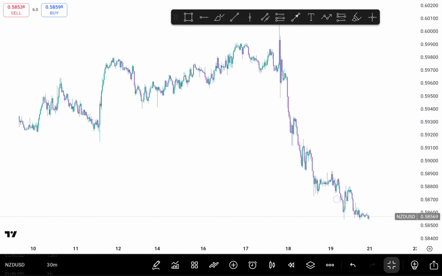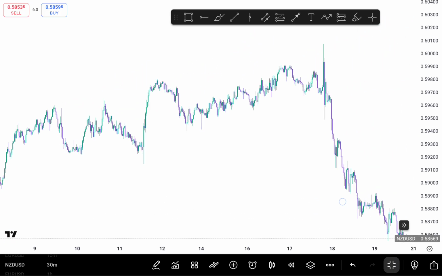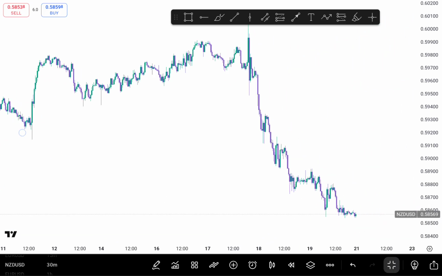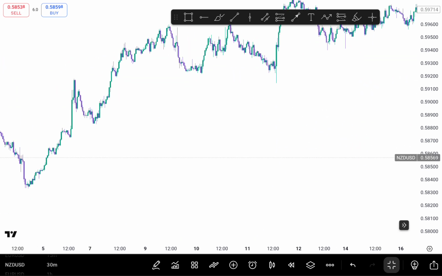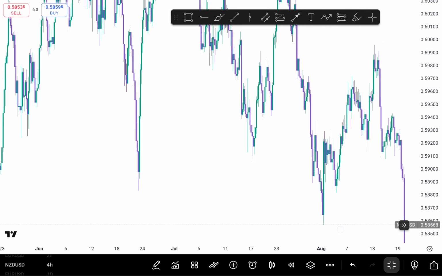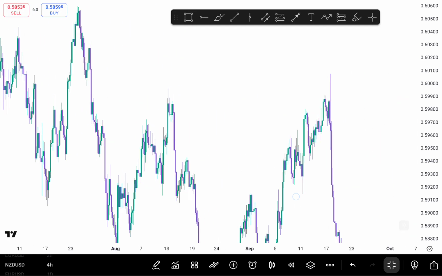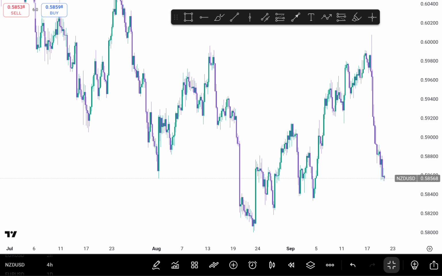Now NZD/USD, I can't find our point of interest here. I can't find where we marked, maybe I wiped it. So moving on, we had GBP/JPY.